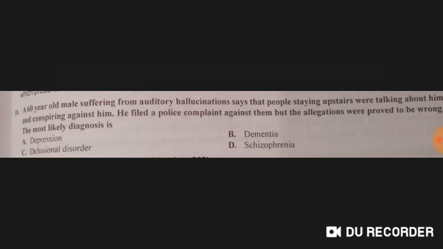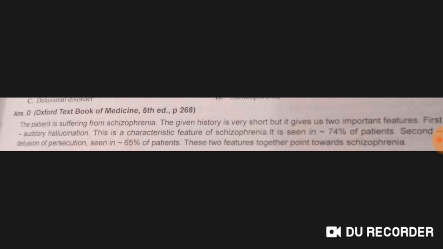So this is it. A 60-year-old male suffering from auditory hallucinations says the people staying upstairs were talking about him and conspiring against him. He filed a police complaint against them, but the allegations were proved to be wrong. The most likely diagnosis here is schizophrenia. Okay. The patient is suffering from schizophrenia.